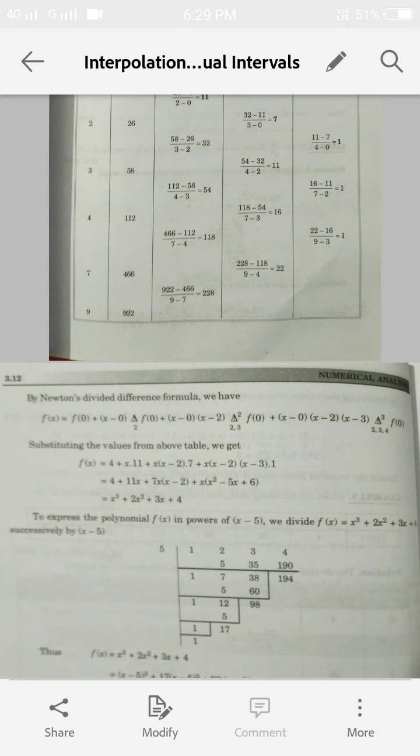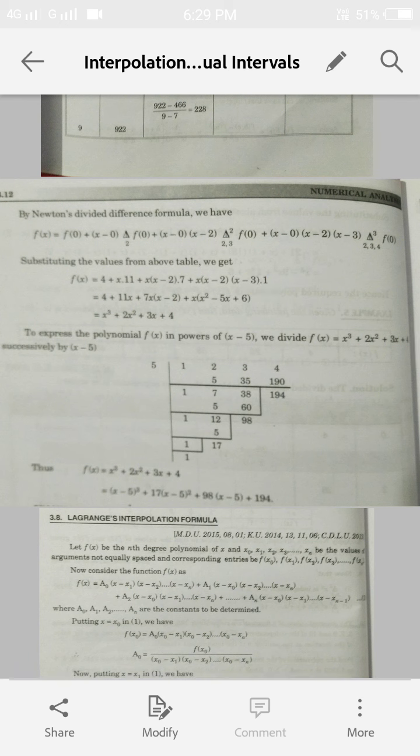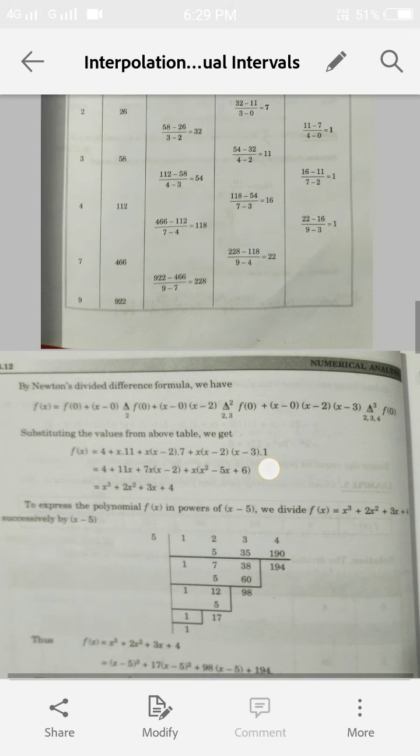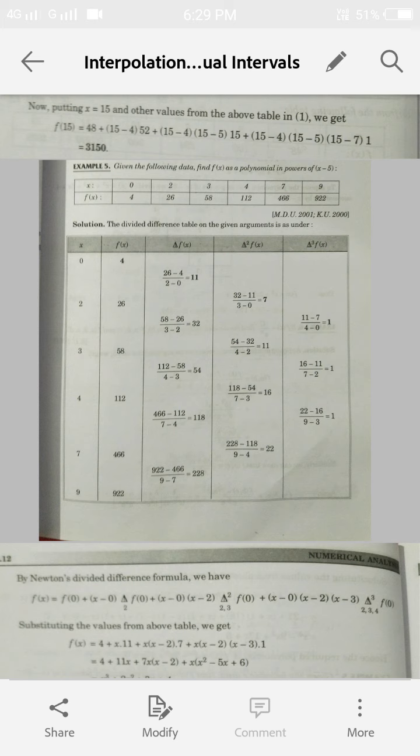First of all we write the formula, then substitute the values from the table, and we are left with a polynomial f(x), which is x cube plus 2x square plus 3x plus 4. But this is the polynomial in terms of x. Our question was to find the polynomial in powers of x minus 5.